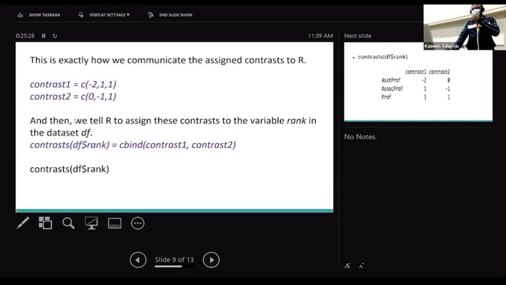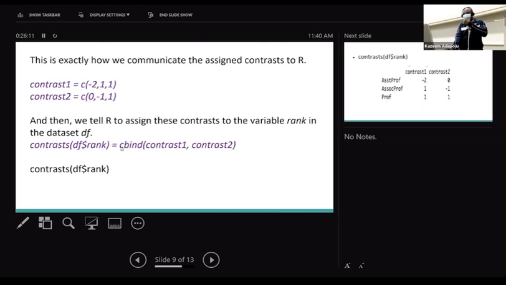After that, we give our information: we assign this contrast to the variable rank. The data set that I'm using is saved as df, and part of the variables in the data set is rank. If you take a look at this code, contrasts in parentheses, df$rank, what does that mean? I'm informing R that I need to assign the contrast to a variable called rank in my data set.